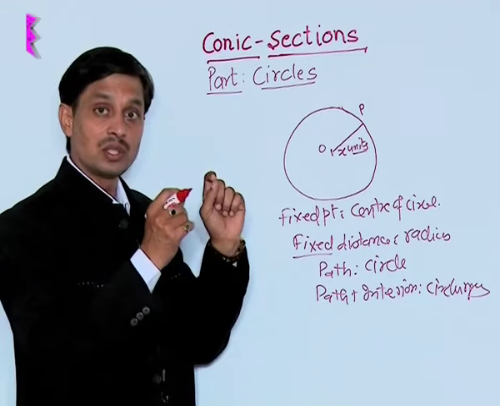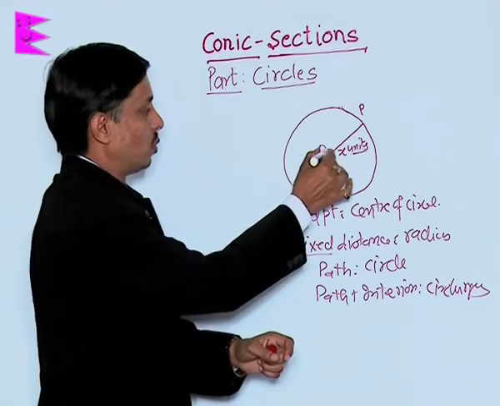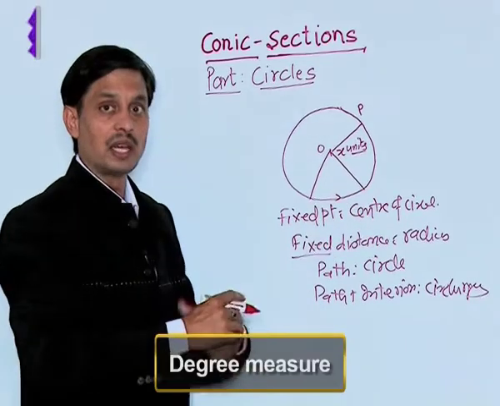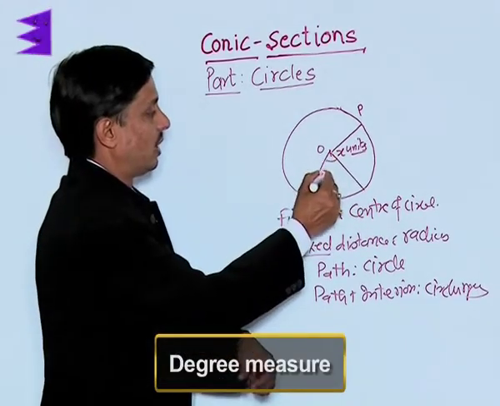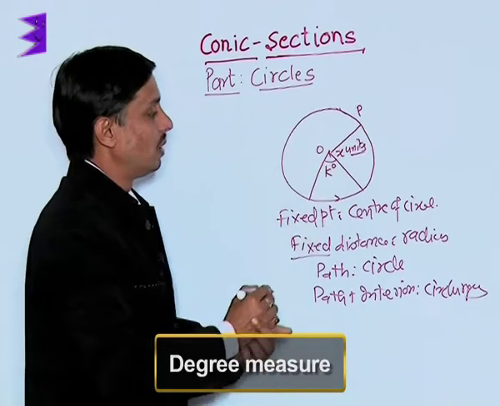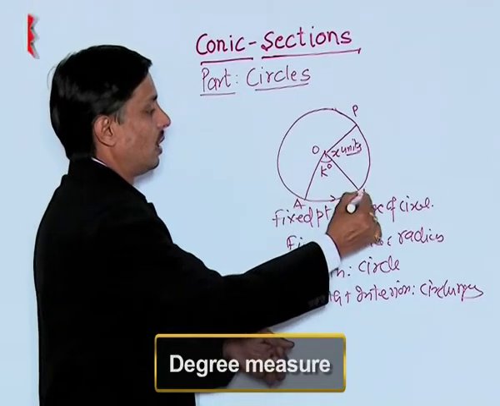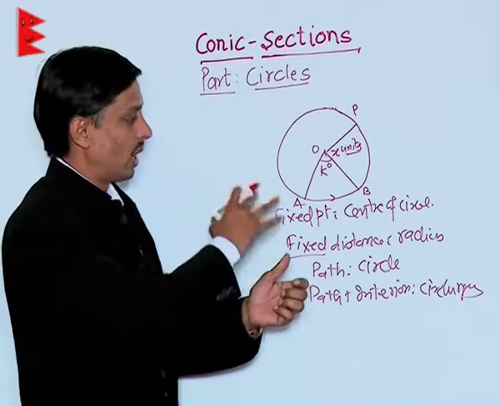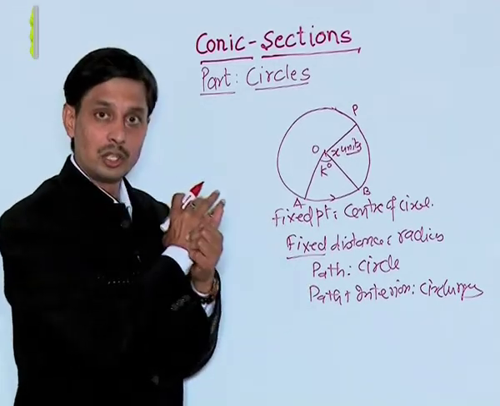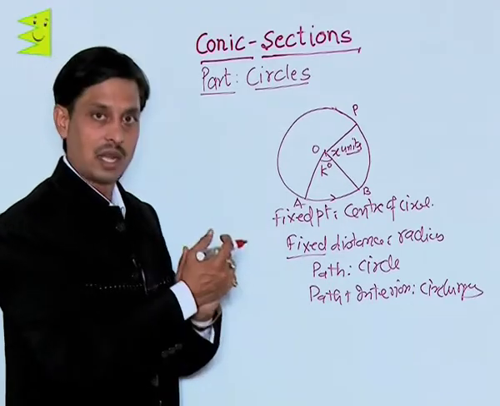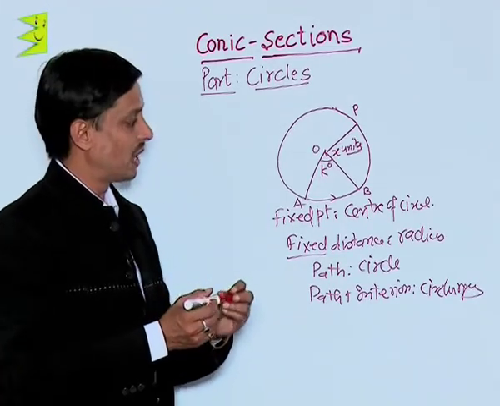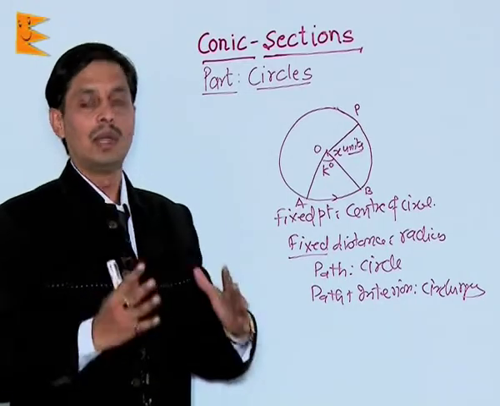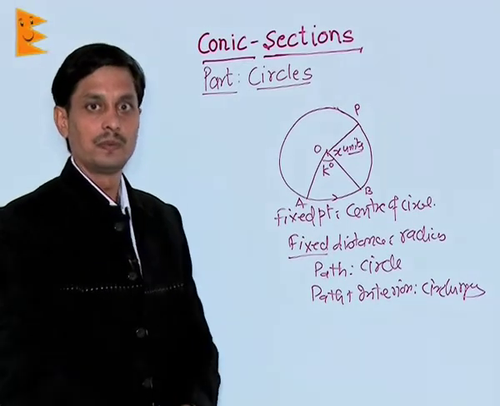When an arc is joined to the center, the central angle is known as the degree measure. Say this angle is k degrees, then the degree measure of this arc AB is k degree units. Any chord passing through the center is known as the diameter. But as far as what is required for you in the circle, I will tell you by now.